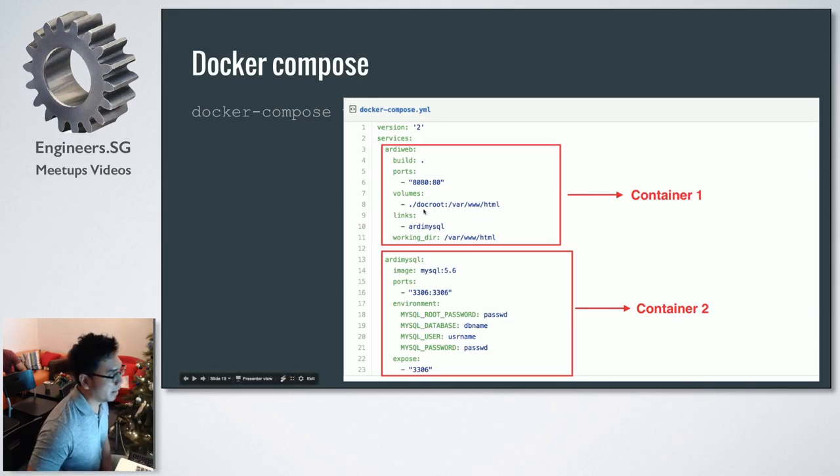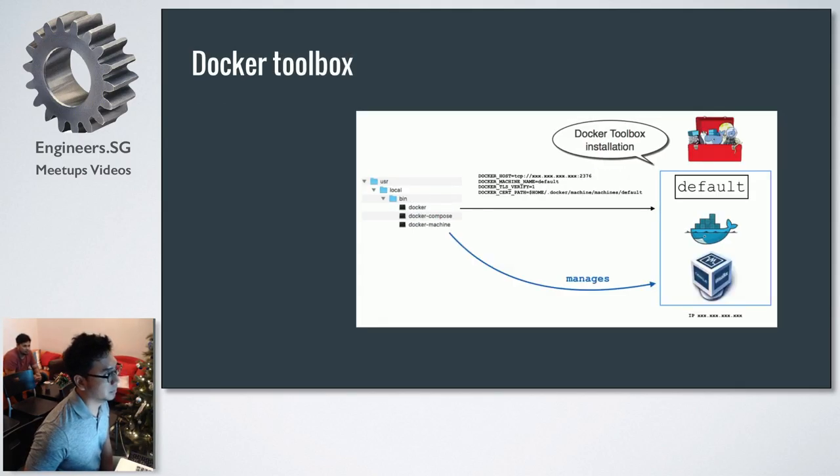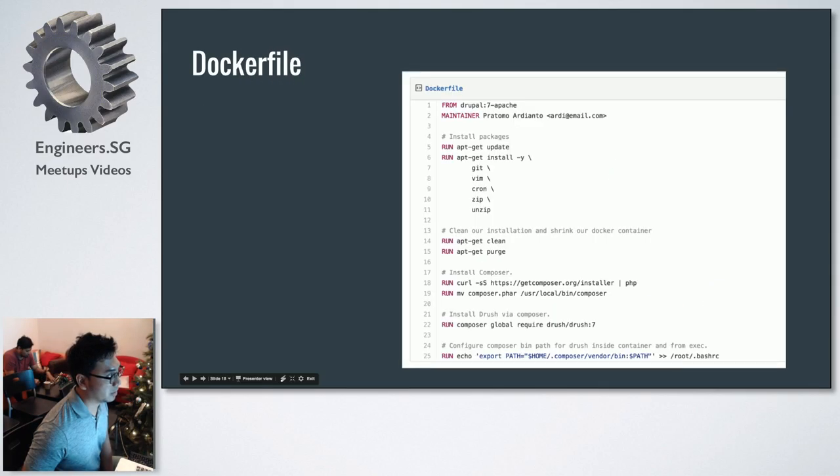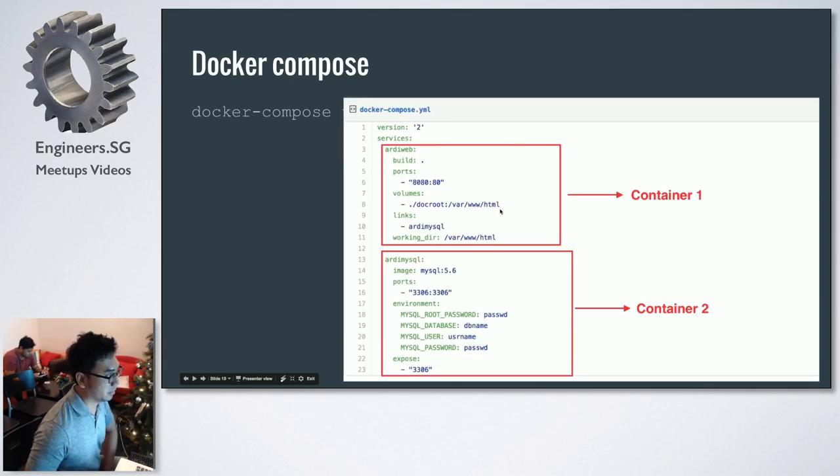Anyway, and then the volumes itself. This is to mount the directory between our host, which is our local computer, into the containers. So basically, whatever file that we change in here will be available in the containers on this directory. And this is the standard directory that was set up in Debian Linux. It's always been in here.